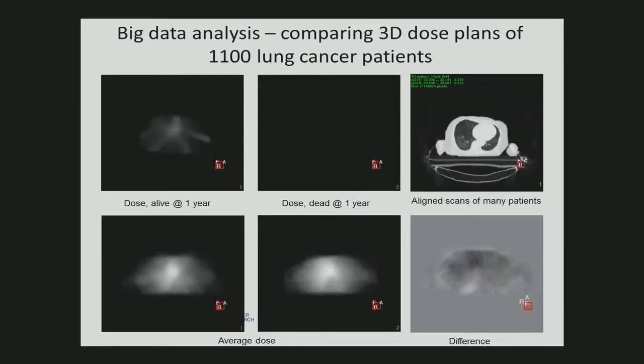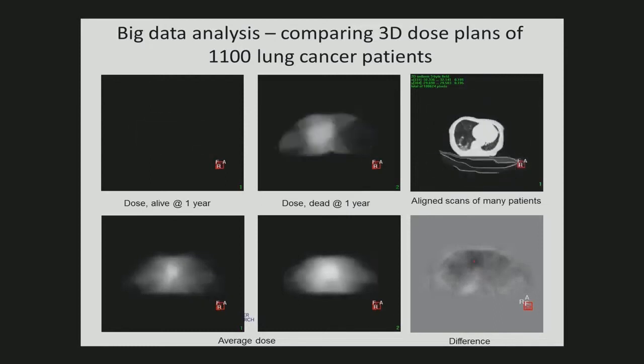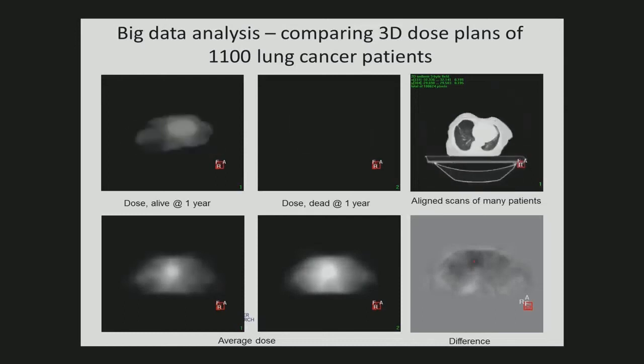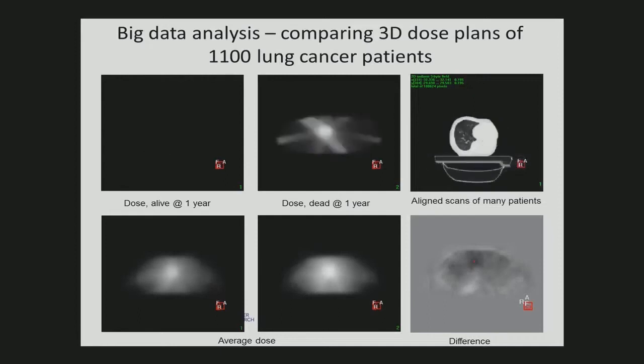So in lung cancer patients, you're treating again with multiple beams, but the cancer can be anywhere in the lung. So it's quite different from prostate, where prostate is kind of always in the same place. So you see beam arrangements flashing by, which are all from different patients, but now they're split out. These are the patients that are alive after 1 year of treatment, and these are the patients that are dead after 1 year of treatment. And obviously you can't tell a difference by eye.